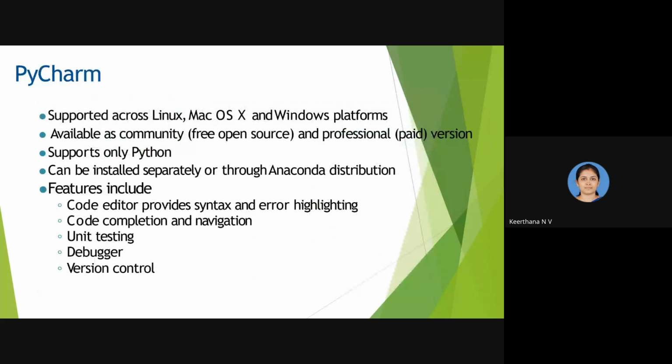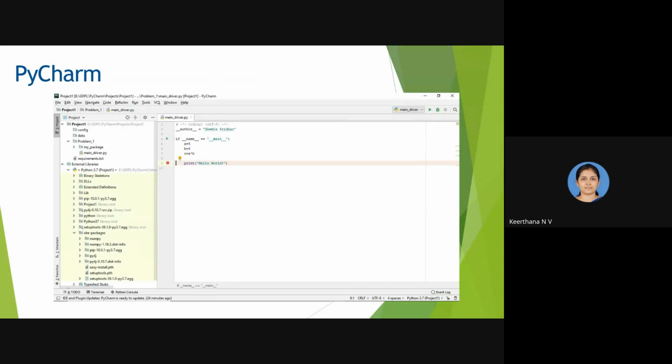Before going to the installation, we will discuss PyCharm also. PyCharm works on Linux, Mac, and Windows platforms. It is also an open source platform. It supports only Python. It is also an IDE for Python like Spyder, and it looks like Eclipse. You write code here and run it using F5, and a window pops up below giving you the output.